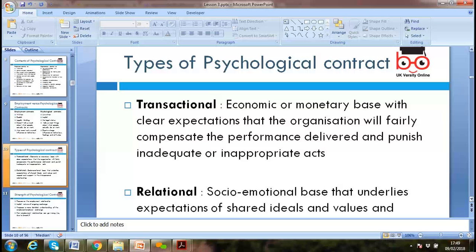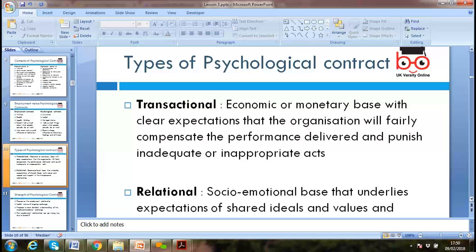Economics are the monetary base, with a clear expectation that the organization will fairly compensate the performance delivered. If I'm delivering more, serving more customers, taking more responsibility, then I should get more compensation in terms of financial reward. That's also your psychological contract. If you work hard, you get more reward. If you do not work hard or you break the rules, you will get punishment. So that is called the transactional psychological contract.